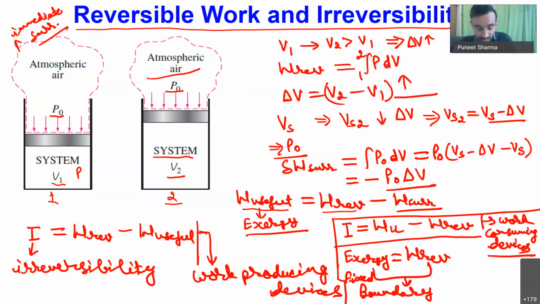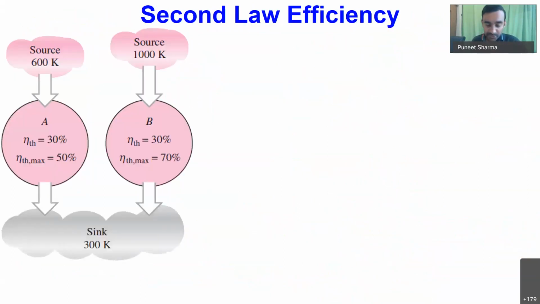Then we have another very important concept which we call second law efficiency. Second law efficiency is required for comparing the actual performance of the system. We also have the first law efficiency, which we define as thermal efficiency: the amount of work done by the system divided by the amount of heat supplied. But that efficiency is not sufficient to give us information about the actual performance of the system.